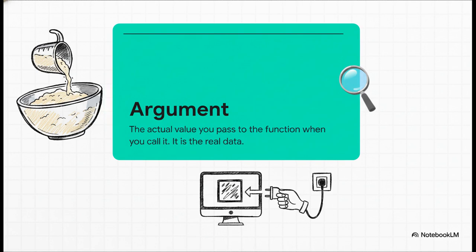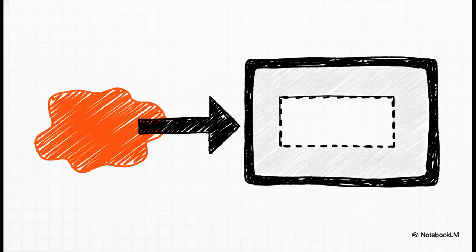If the parameter was the label "flour" on a recipe, the argument is the 2 cups of actual flour you dump into the mixing bowl. It's the real stuff. And this example just nails it. Here we're calling our greet function, and that piece of text, "Aniket", that's the argument. We are passing this real, concrete value into the function. It's going to fill that placeholder spot that the name parameter was holding for us. The placeholder gets the real data.